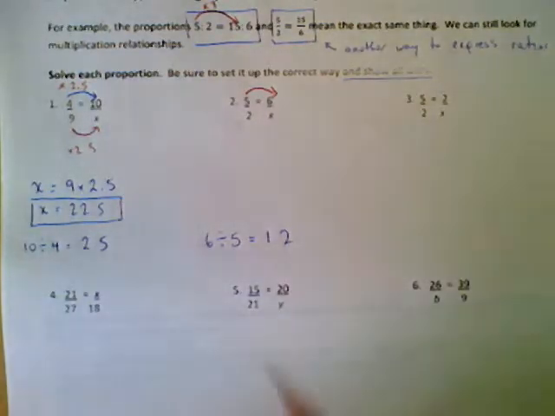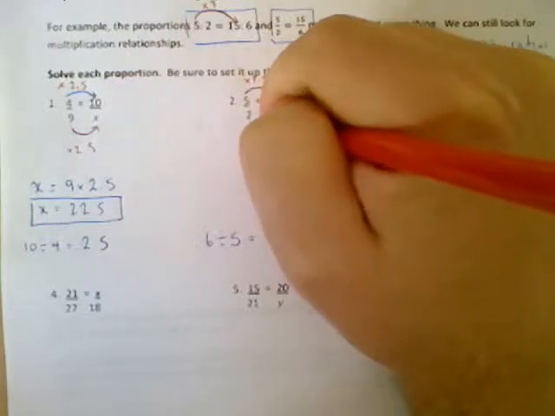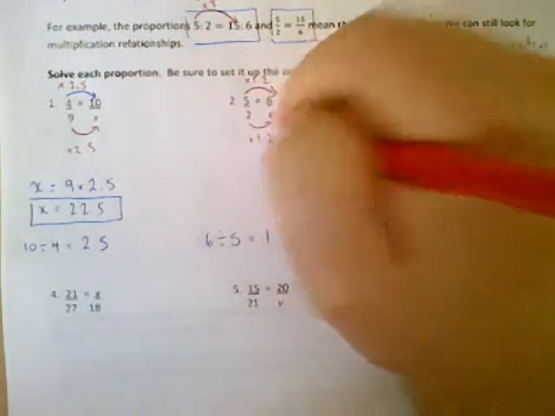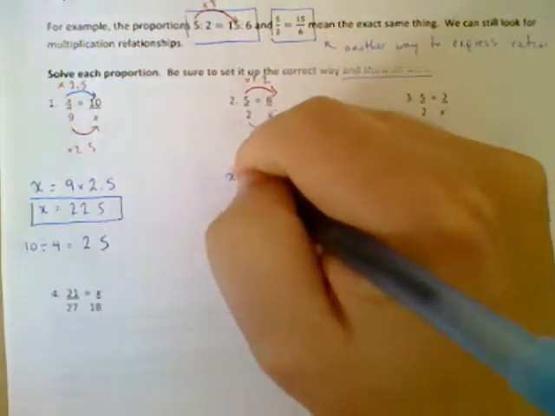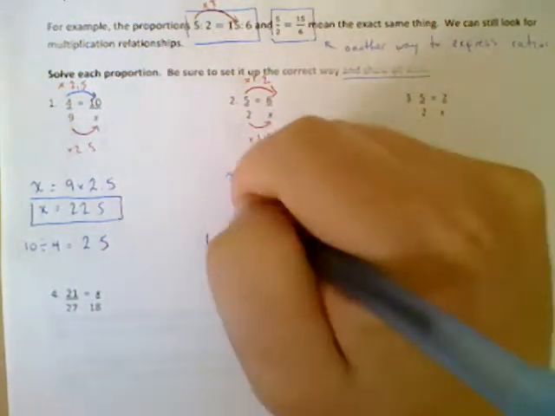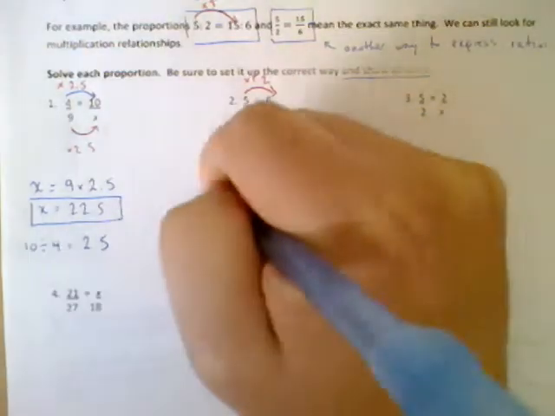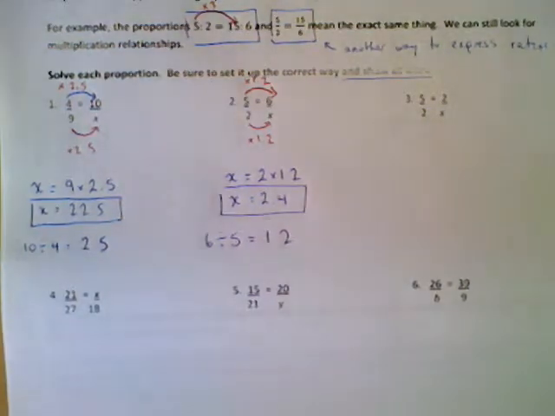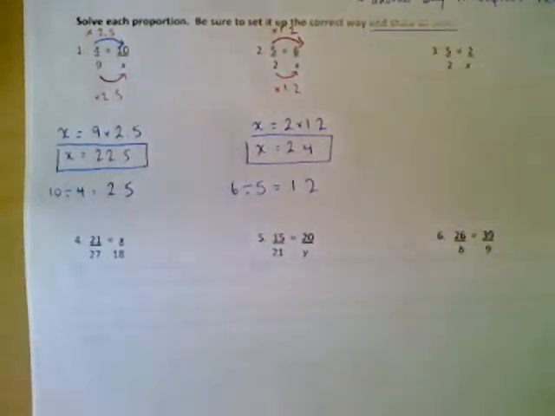That's my multiplication relationship. Multiply the tops by 1.2, and I multiply the bottoms by 1.2. And that gives us a way to find x. X is equal to 2 times 1.2, or 2.4. Piece of cake. Again, just like yesterday, just have some decimal values.